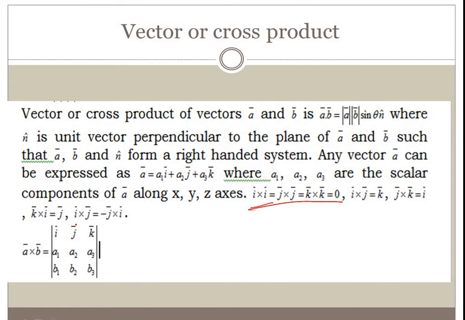And how can we define A bar cross B bar? A bar cross B bar is nothing but a determinant. The first row is i, j, k, the second row is the coefficients of A bar, and the third row is the coefficients of B bar. So that is i, j, k, A1, A2, A3, B1, B2, B3, and this determinant is A bar cross B bar. On that we can solve one problem.